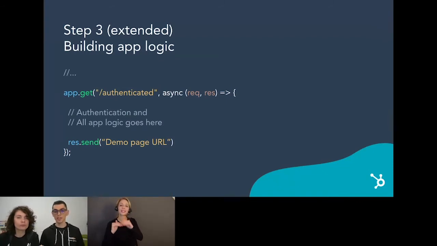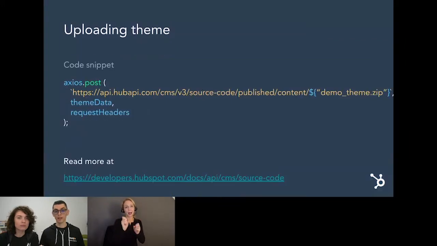On this slide, you may see Express route where all app logic is placed. First step is to authenticate the end user. Once the authorization is done and we get an access token, we can go to uploading the theme. Yes, we can upload a zip archive of the theme to the HubSpot account of the authenticated user.